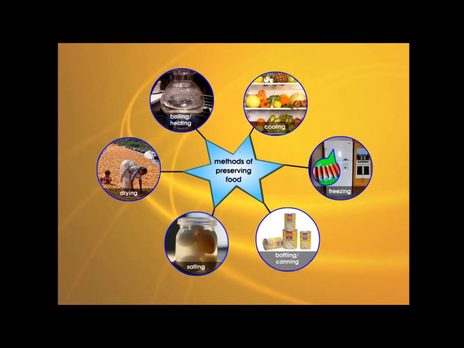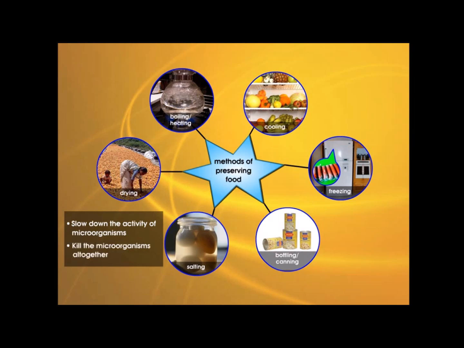There are different ways of preventing food from spoiling. They include drying, boiling or heating, cooling, freezing, bottling or canning, salting. The basic idea of food preservation is to slow down the activity of microorganisms, or kill the microorganisms altogether.